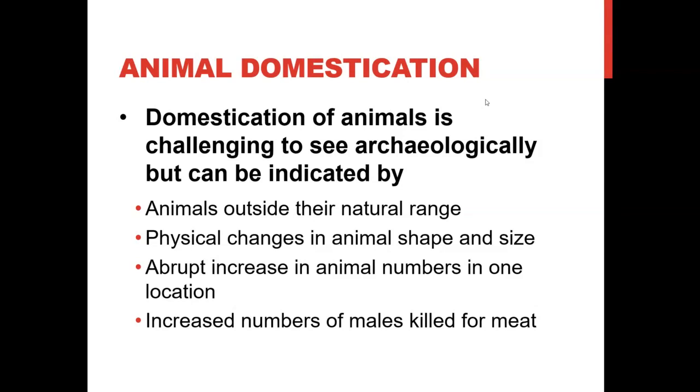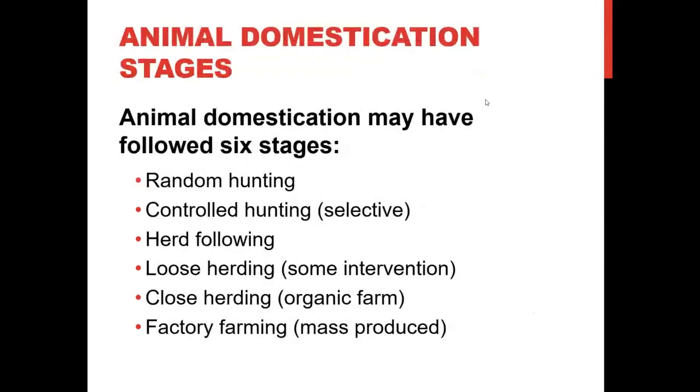And finally, increased numbers of males killed for meat. This is probably the most difficult to see through bones, but sometimes you can, where you see a bunch of bones that match the male side of the species. But again, very difficult. Okay, so these are the 4 ways you can tell whether an animal is domesticated. That being said, it is very difficult, so keep that in mind.